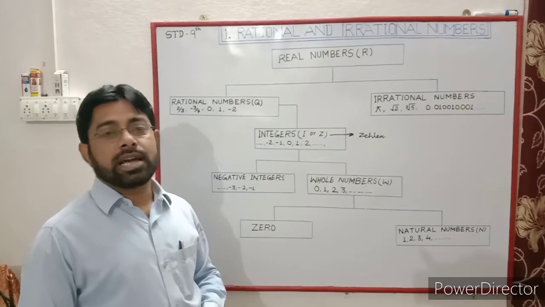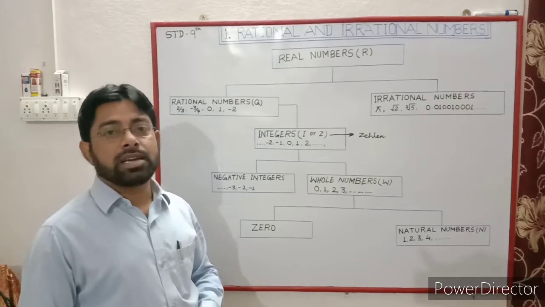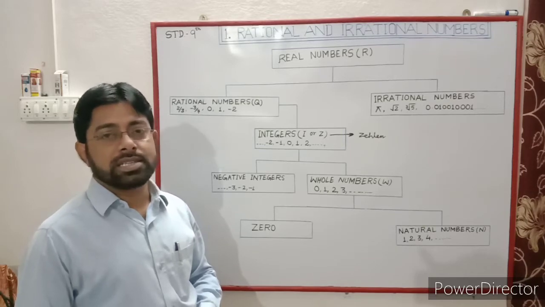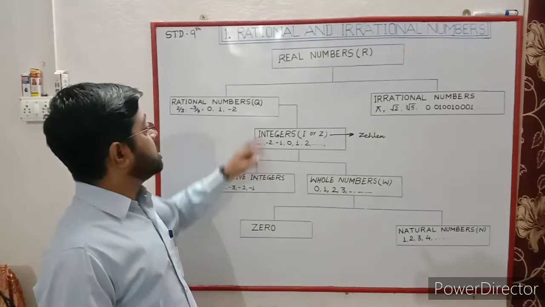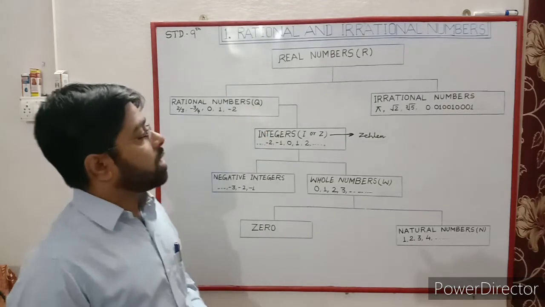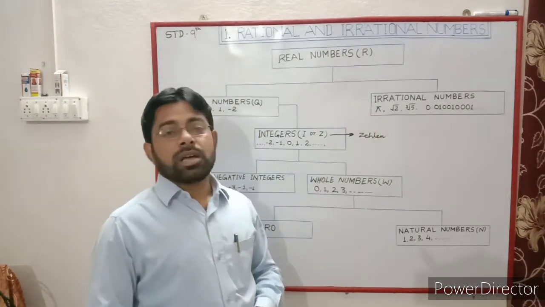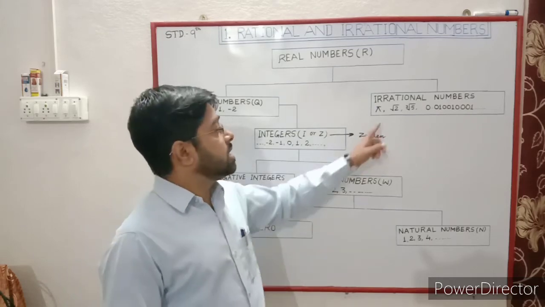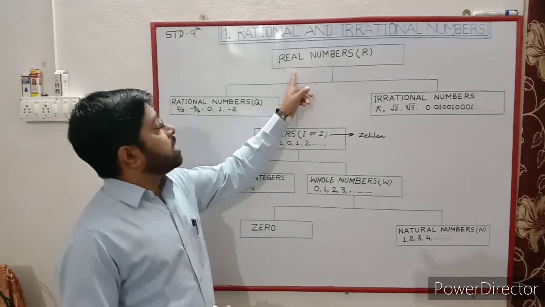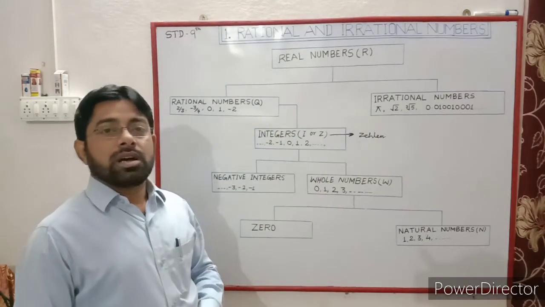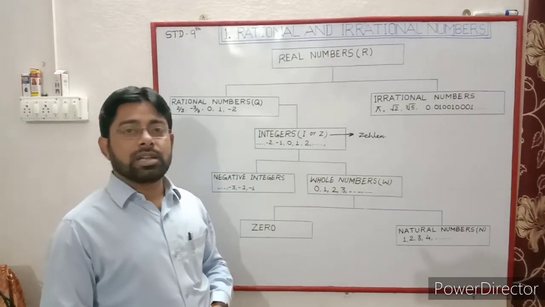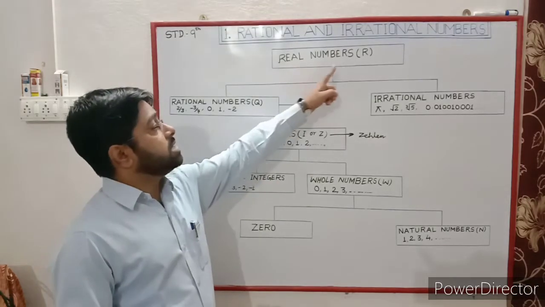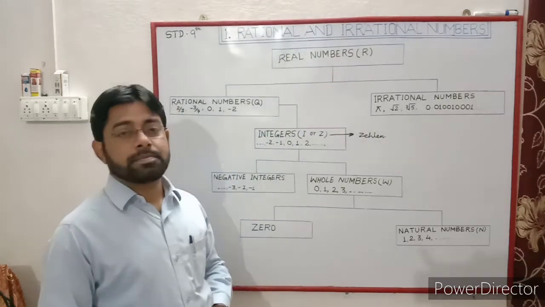Now, rational numbers. Any number that can be expressed in the form p by q, where q is not equal to 0 and p and q both are integers, is called a rational number. It is denoted by Q. Now, irrational numbers: non-terminating and non-repeating decimals are known as irrational numbers. Real numbers: the collection of rational numbers and irrational numbers are called real numbers. It is denoted by R.